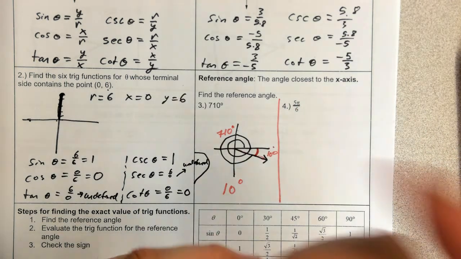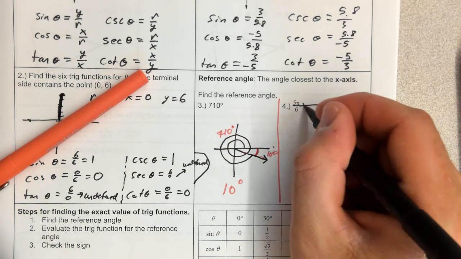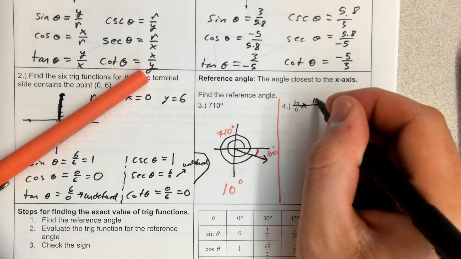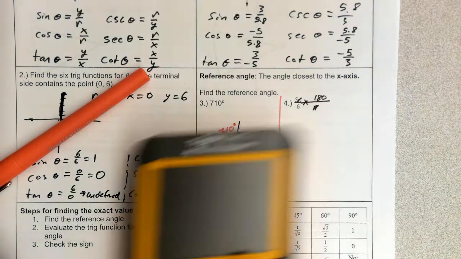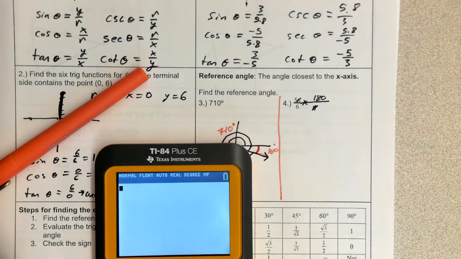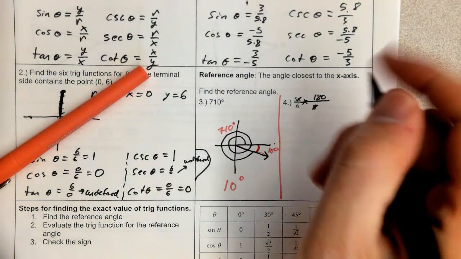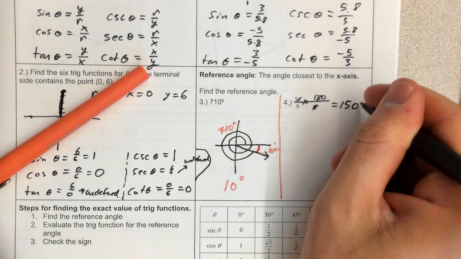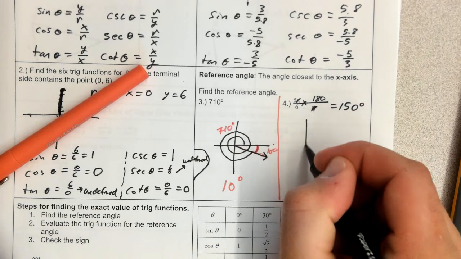Okay, so for number 4, this angle is given in radians. So the first thing we're going to do is convert this to degrees. So I'm going to multiply by 180 over pi. The pi's cancel out. I got 5 times 180 divided by 6. So it's 150. So this is 150 degrees. It's easier for most students to think in terms of degrees. So I'm just going to sketch this out real quick.